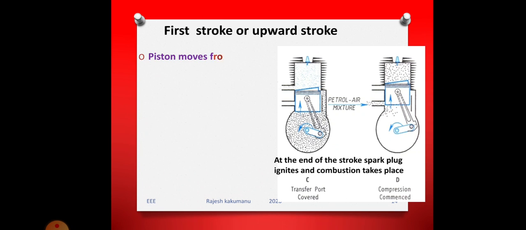Now see the strokes. We have 2 strokes: the upward stroke, or first stroke, and the downward stroke, or back stroke. What happens in the upward stroke or first stroke? See the first stroke: the piston moves from BDC, from below upward, bottom dead center to the top dead center. When it is moving from BDC to TDC, here we have the inlet port, and the petrol plus air mixture is going in. See the second figure. The petrol and air fuel mixture is entering into the crankcase. What happens?